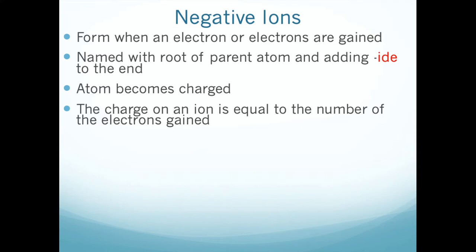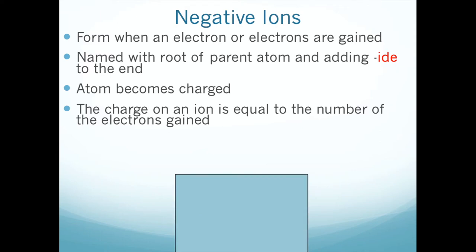So how does this work? Well, again, you're still meeting the octet rule. You're still looking at your number of valence electrons for your nonmetal. But now you're looking at how many electrons do I need to add to get to 8 valence electrons to match the next noble gas.